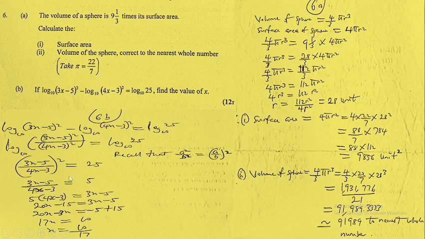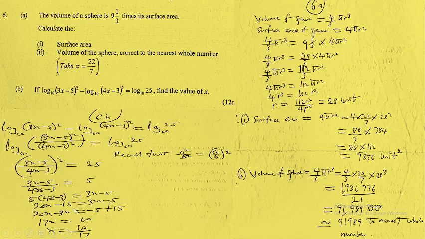Then to make our work easier, we can find the square root of both sides so as to remove this square. So the square root of this will give us (3x - 5) over (4x - 3). Then the square root of 25 will give us 5. Then from there we can cross multiply. 5 multiplied by (4x - 3) equals 3x - 5. Then we open the bracket: 20x - 15 equals 3x - 5.